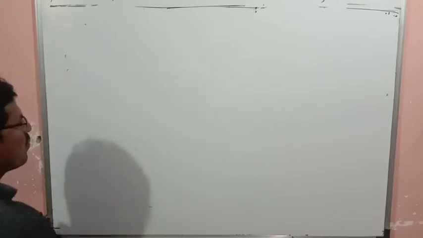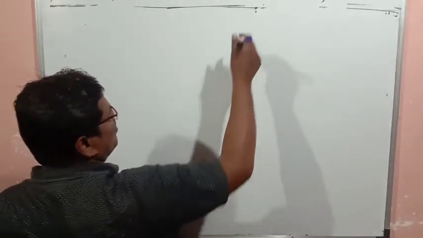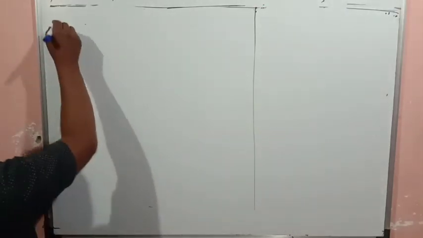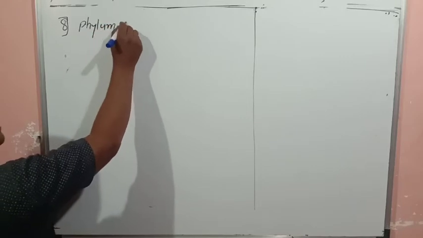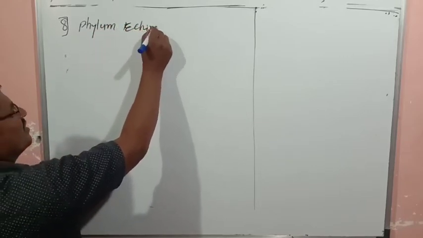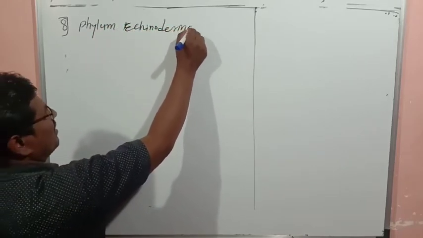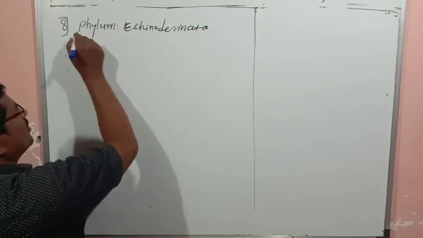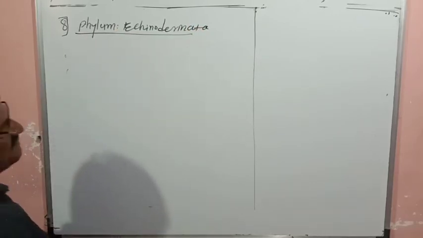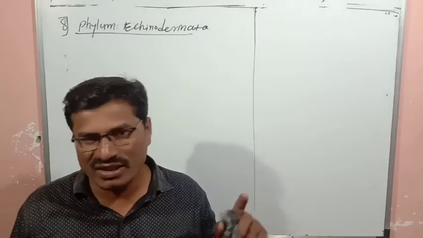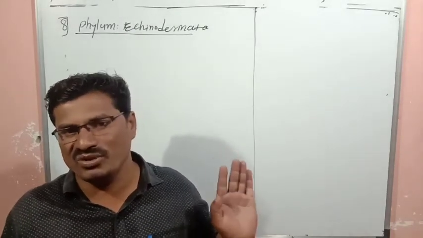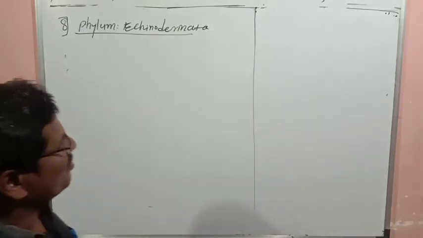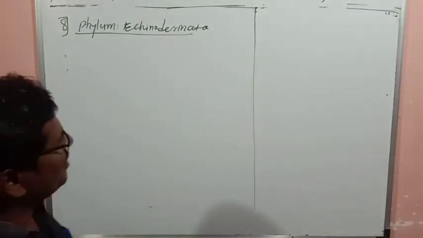So, the eighth phylum we have to study is the phylum Echinodermata. Now, Echino means spines. Dermata means skin. So spines are there on their skin. That's why they are called echinodermata.